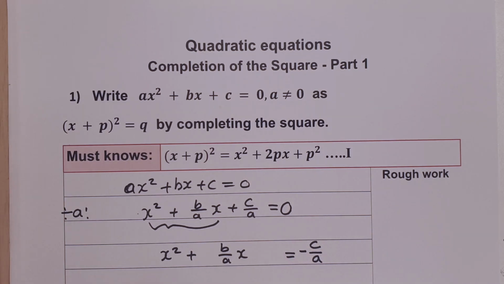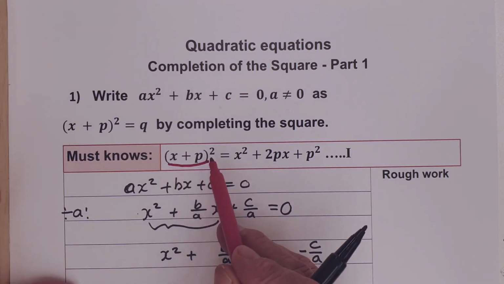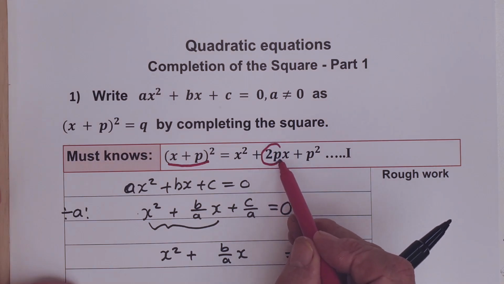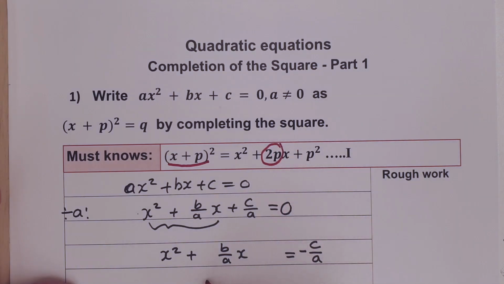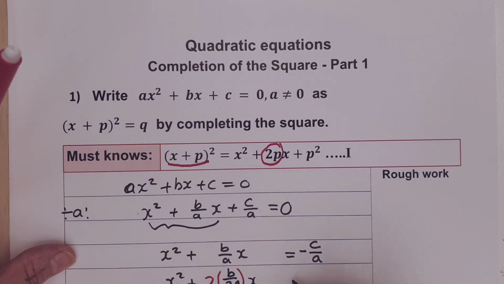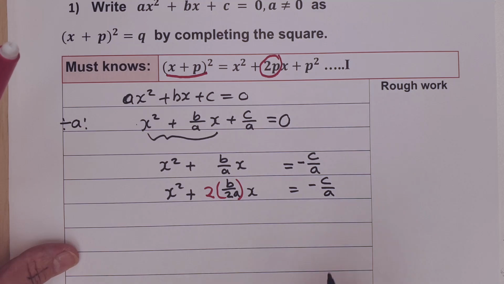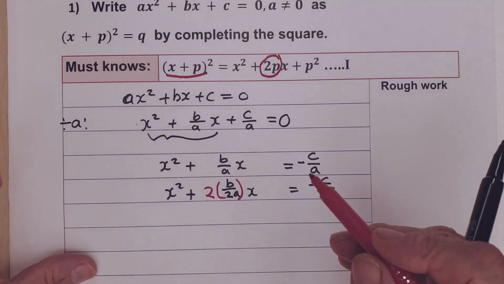If I now look at my must know here, I see whenever I have a square like this, I will get a middle term 2p. So in my case, I want to write the middle term as 2 times something, without changing the equation. If I have 2 times something, the only thing I need to do is multiply by 2 and divide by it again. I've not changed anything, so it's still just minus c over a on the right hand side.